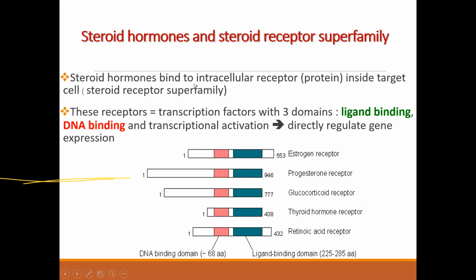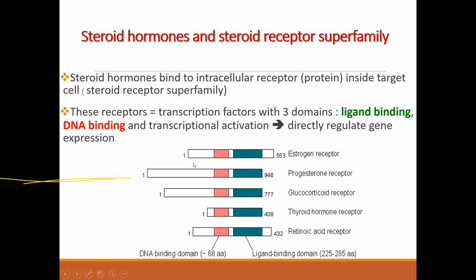And also the steroid hormone receptor. The steroid hormone receptor is the receptor that is located inside the target cell. The receptor is a protein. The common structure of the steroid hormone receptor has three domains. The first domain we call the ligand binding domain of the receptor. The receptor uses this domain to bind to the steroid hormone. The second domain is the DNA binding domain. The receptor uses this part of the structure to bind to the DNA. And the third domain is the transcriptional activation domain.